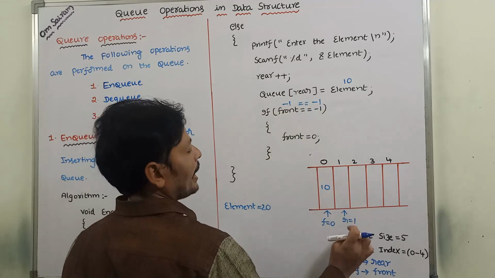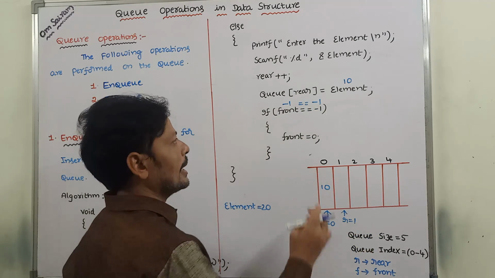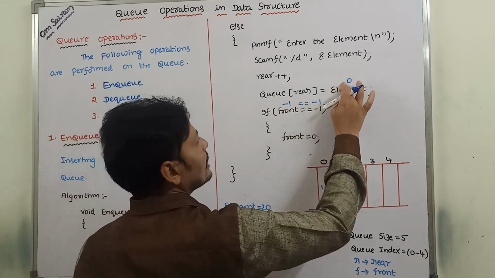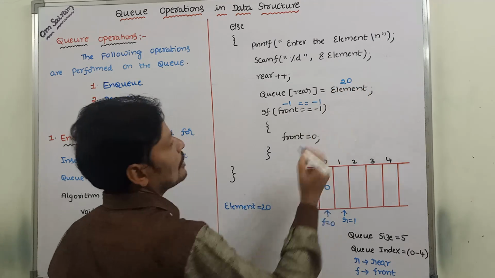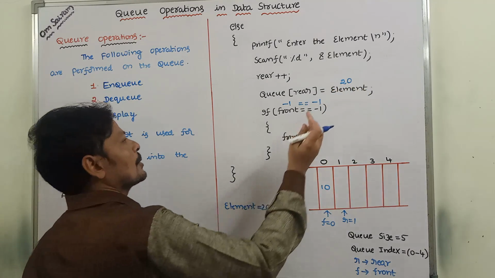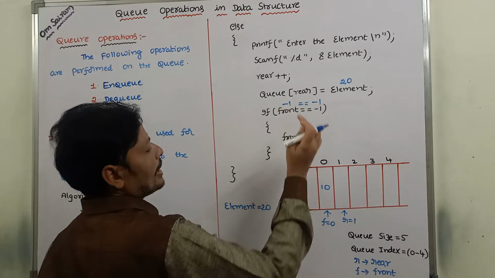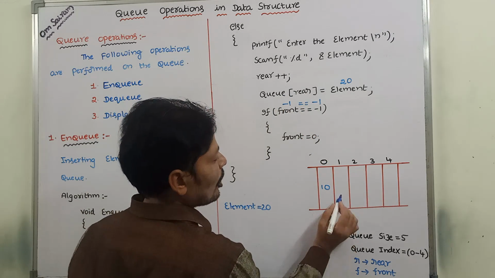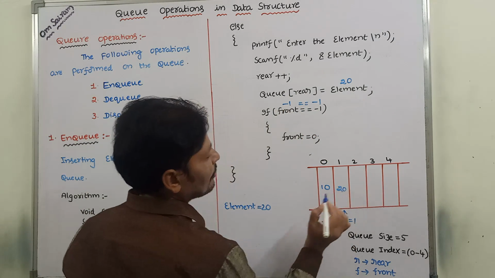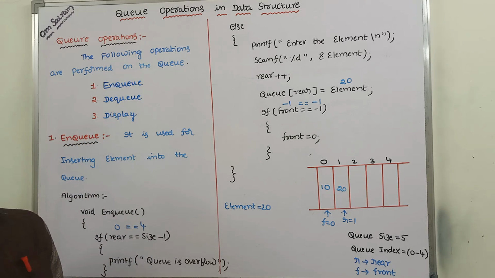After incrementing rear, the rear value is 1. Next one, which element do you want to insert? Element 20 we want to insert into the queue. So element 20 can be assigned to the queue of rear, rear pointing to this one. Element 20 is inserted into the queue.